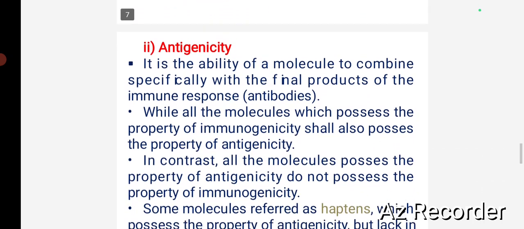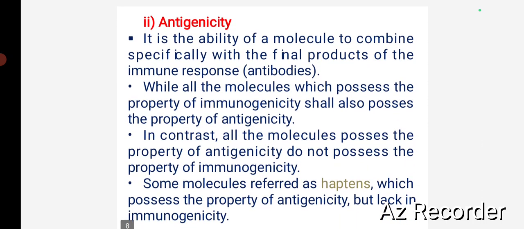Next one, antigenicity. It is the ability of a molecule to combine specifically with the final product of immune response. When a molecule enters your body, an antigen finally produces an immune response, meaning antibody will be produced. A molecule that combines with the antibody is called an antigen. The process is called antigenicity.